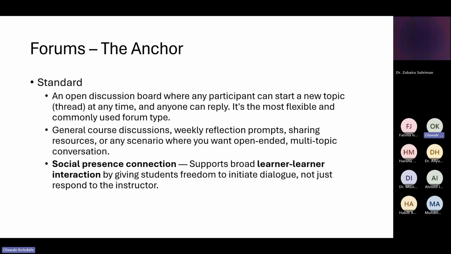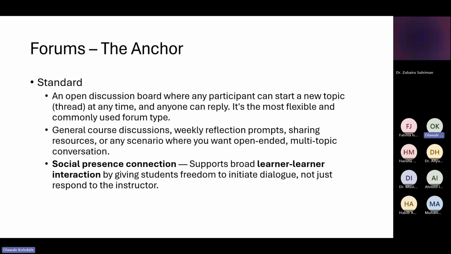Talking about the standard forum, it is an open discussion board where any participant can start a new topic or thread at any time, and anyone can reply. So any participant, whether the student or the instructor, can create a topic of their own interest, and people that are interested in the same topic can go there to reply and engage. That is what we call the standard forum. It is the most flexible and commonly used type of forum in Moodle.